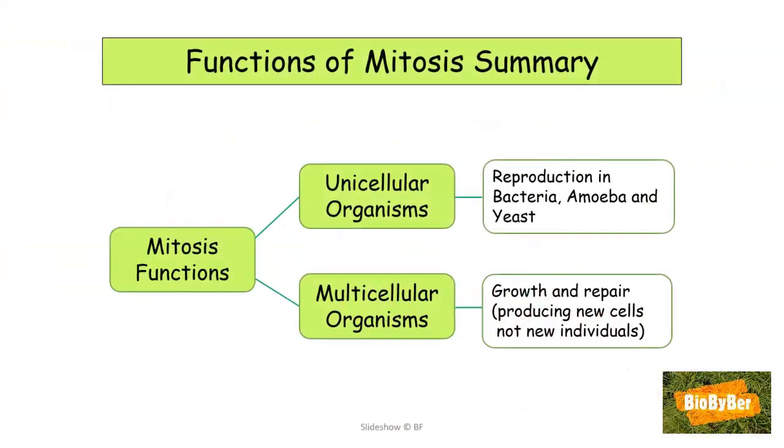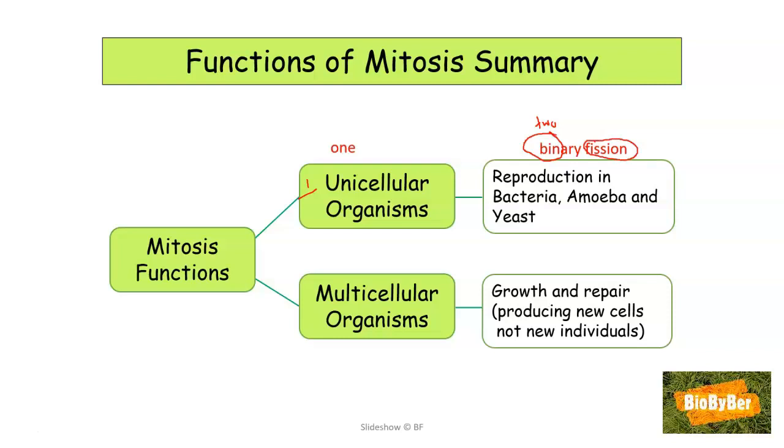So in summary, what are the functions of mitosis, which is the learning objective of this lesson? Well, number one, in unicellular organisms, mitosis functions in reproduction. It is the main method by which bacteria reproduce. They reproduce by a method called binary fission. Bi meaning two, fission meaning splitting. So basically bacteria reproduce by splitting in two or by mitosis.